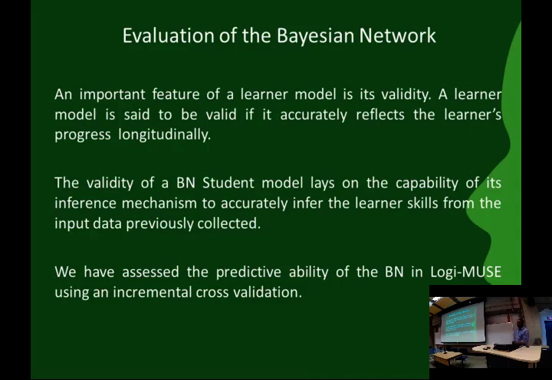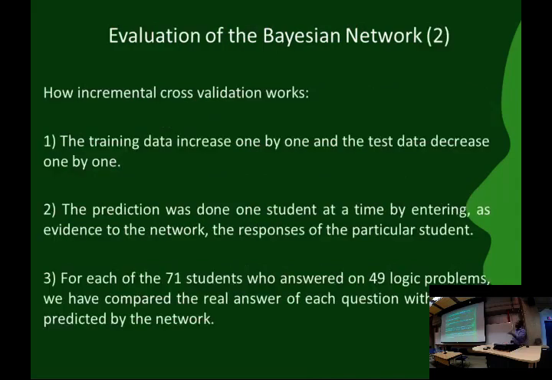The validity of a Bayesian network, a student network, lies mainly in the capabilities of this inference mechanism to accurately infer the learner's skills from the input data previously collected. So we assessed the predictive ability of the Bayesian network in Logic Muse using what we call an incremental cross-validation in three steps. The training data increases one by one, and the test data decreases one by one.